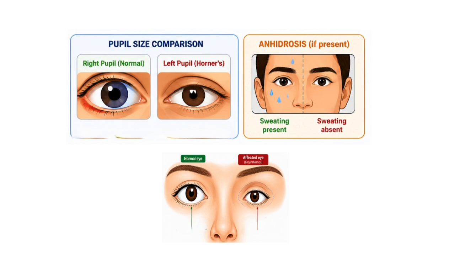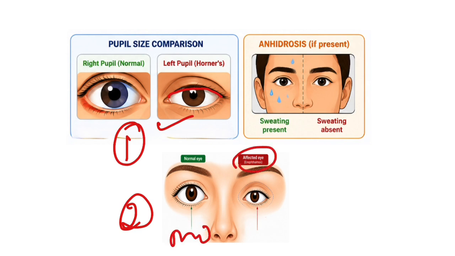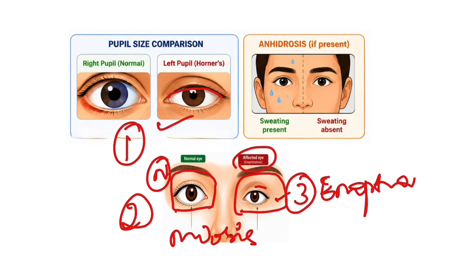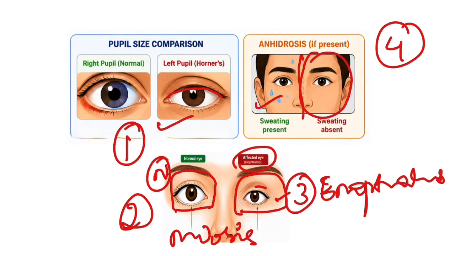So if we find a patient with unilateral partial ptosis, that is the first point. Second, if you examine the pupil on the affected eye, there will be miosis, that is a small pupil. And if you also notice the size of the eyeball, this is the normal side. If you look at the affected side, the entire eyeball is small. This is called enophthalmos. Next, the fourth point is there will be loss of sweating on the affected side, whereas on the normal side, there is sweating over the face. This is called anhidrosis.